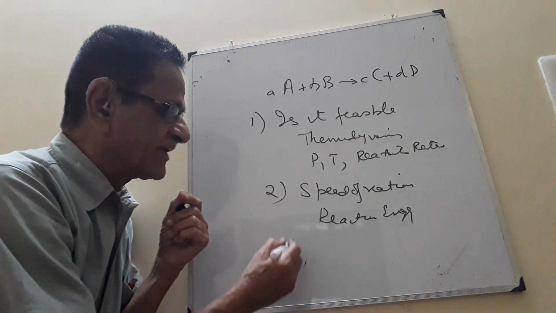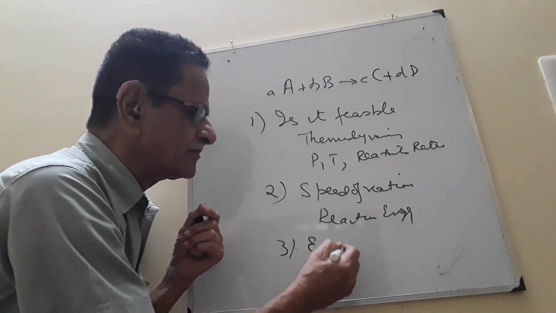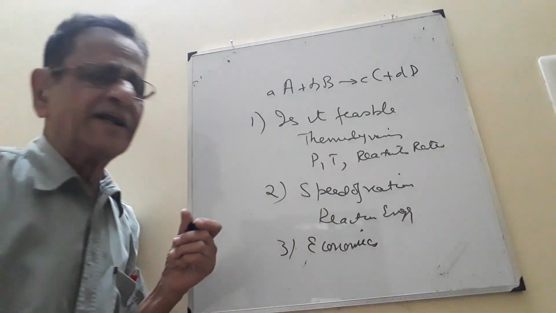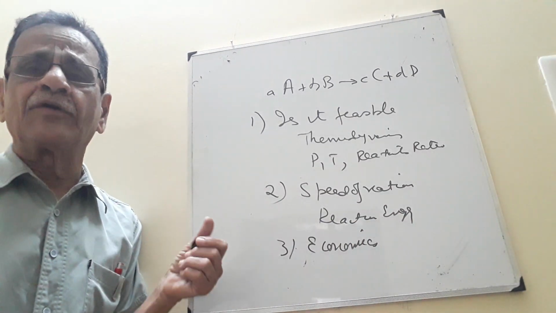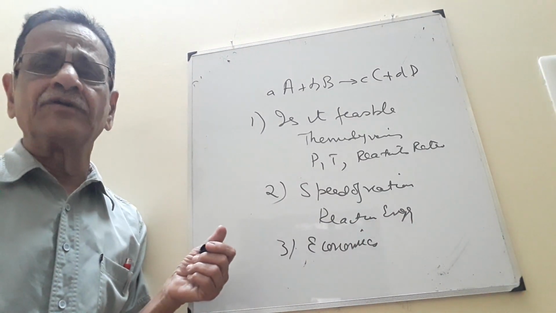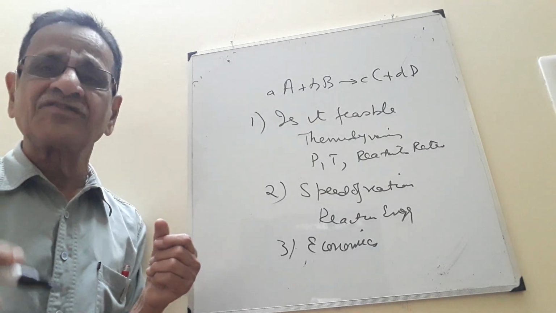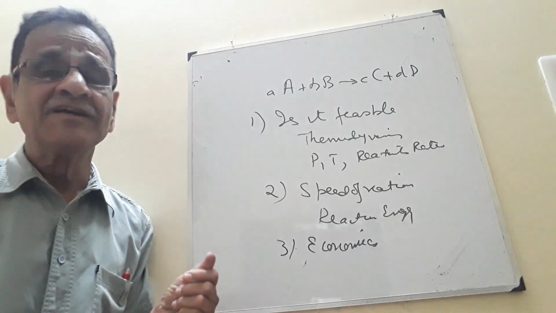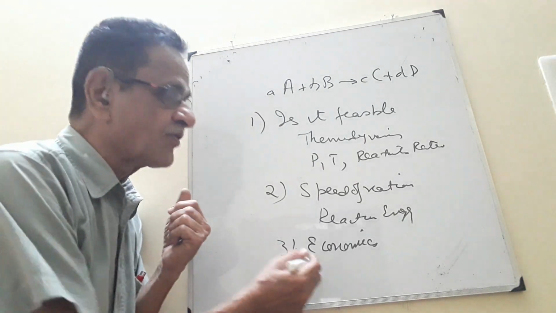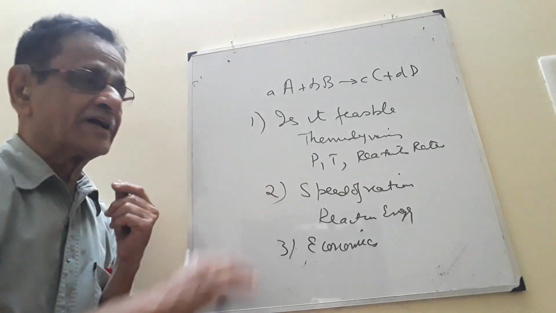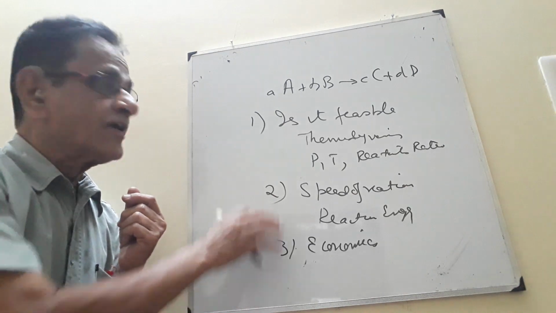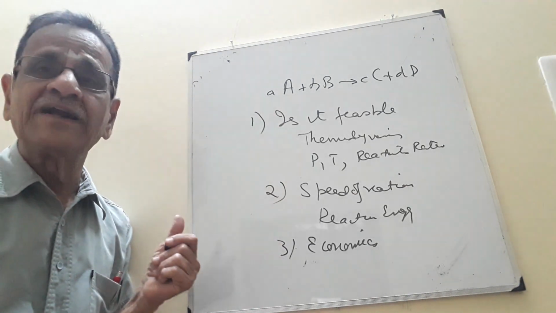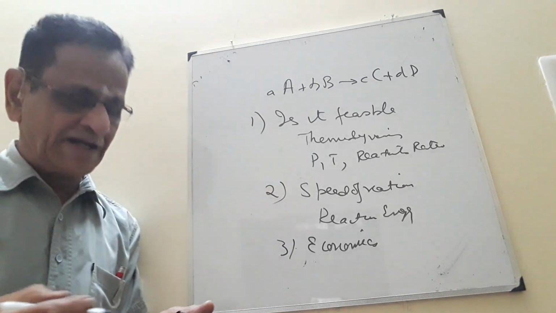Third question is economics. You go and tell industry, I have a chemical reaction, I can design a reactor for you. First thing is what is the cost? Money involved. So am I going to use a gold catalyst or a platinum catalyst? That is going to be very costly. So economics is important. The first two things are engineering, third is economics. If all these three factors are satisfied, then you can go ahead with the reactor design.